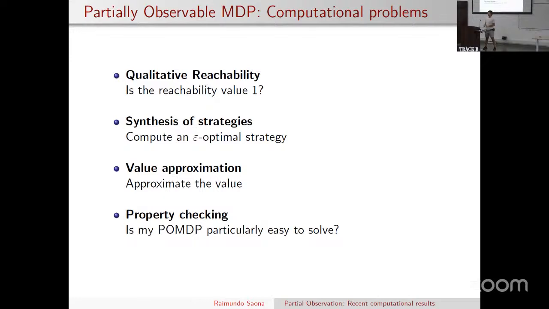Can you compute an epsilon optimal strategy? That's a very natural question. Can you approximate the value? Given a model and given a property, can you check that this property is satisfied in the partially observable MDP that you're given? Maybe you want to check that it's nice to work with. Is there an algorithmic way to check this property? Okay, so now comes the wave of results, one for each of these problems.